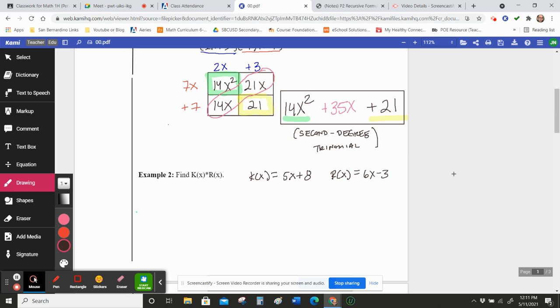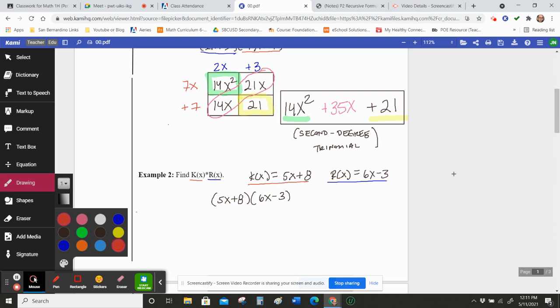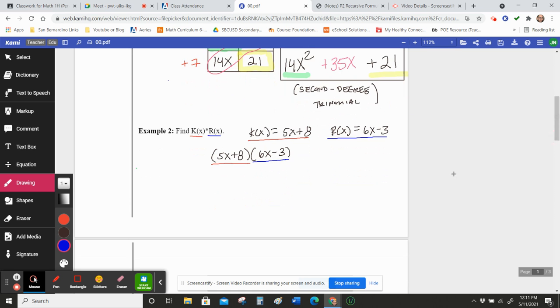So obviously we need to substitute this into the corresponding equation. We need to multiply the k times the r. And let's see what that actually gives me. So that means we're going to multiply 5x plus 8 multiplied with 6x minus 3. So binomial multiplied by a binomial, we should already know that that gives us a trinomial. Let's see what trinomial that'll give me.